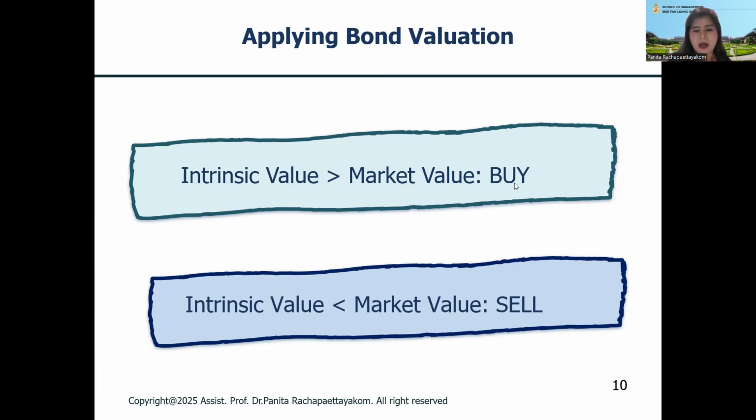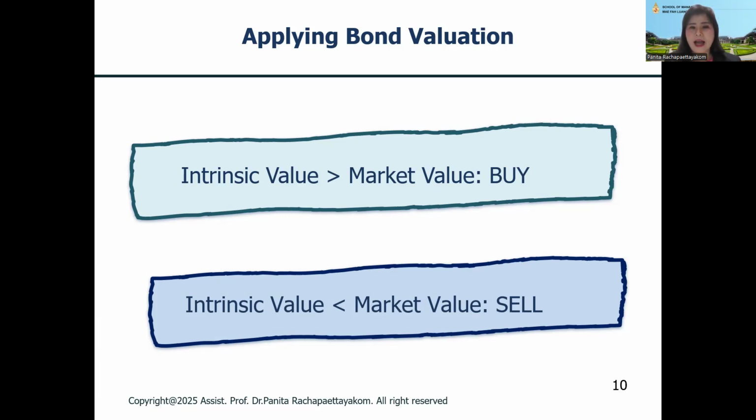Again, if you expect to invest in bond A, you calculate the intrinsic value of bond A. You already get the number, the value of bond A. Then you compare the intrinsic value of bond A with the market value. If bond A provides you a greater value than the market value of bond A at that time, then you should buy bond A.